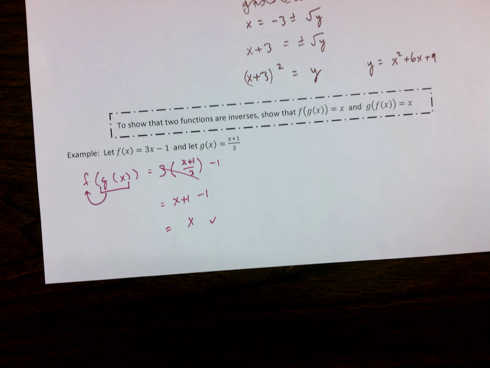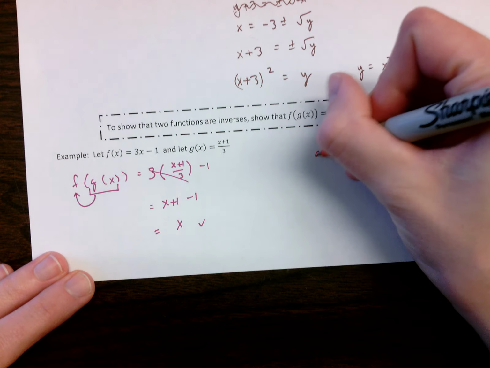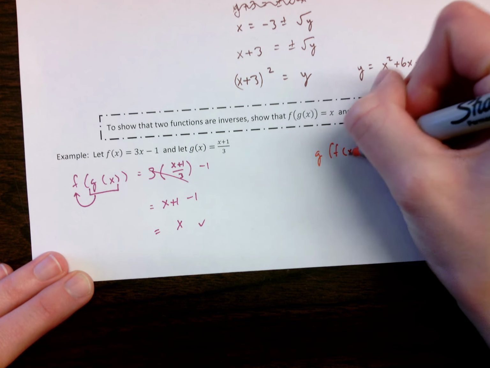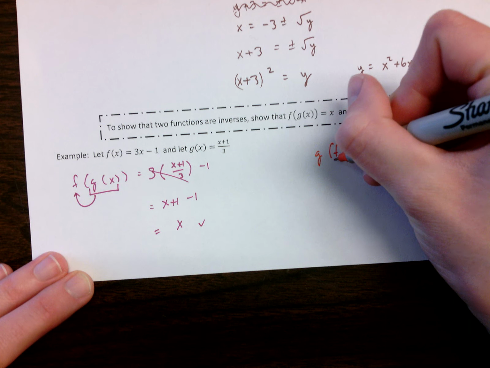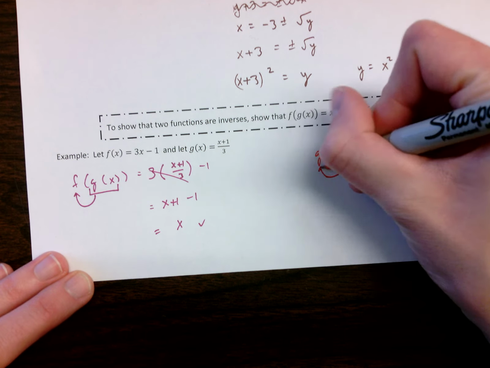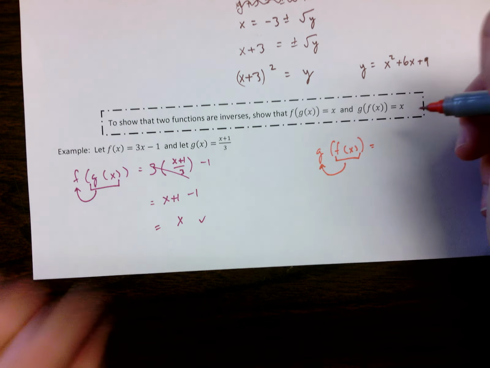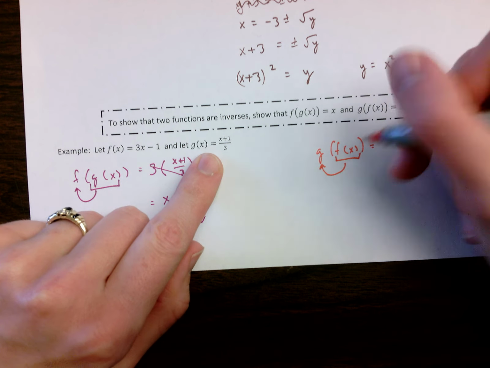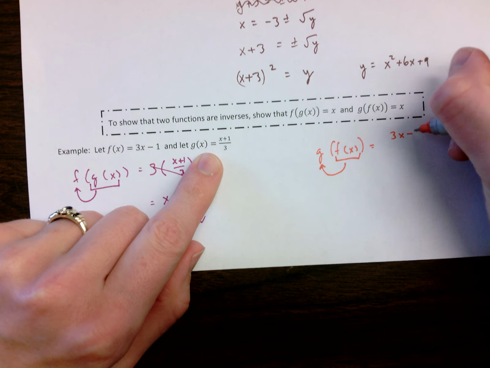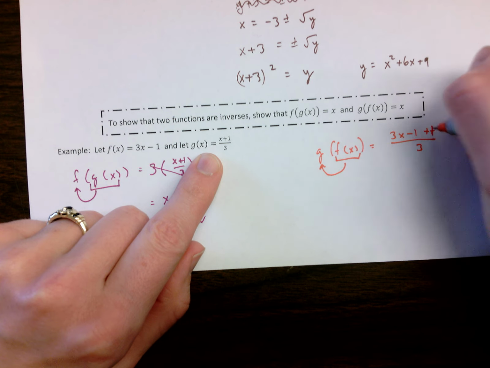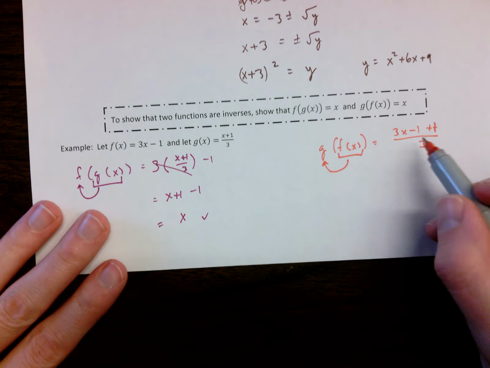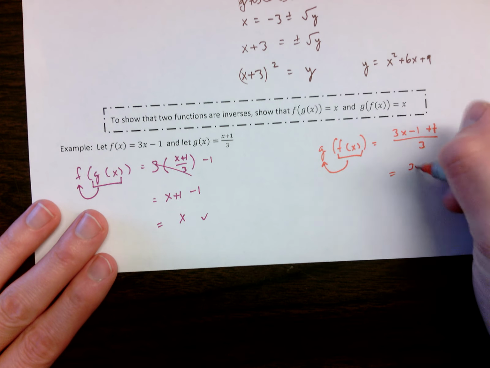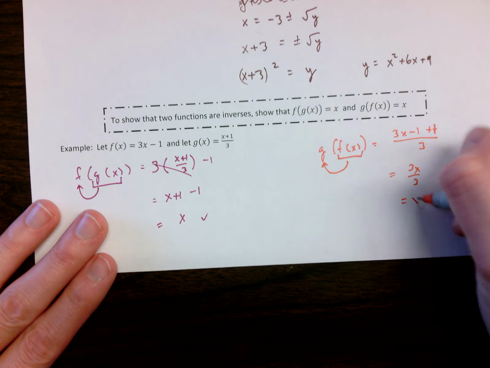But now we have to show that it also works going the other direction. So we're going to do the same thing, but now I'm going to find g of f of x. That means I'm going to take f of x and plug it into function g. Function g said to do whatever the thing is plus 1 over 3. Well, the thing is function f of x. So I'm doing 3x minus 1 and then plus 1 over 3. Okay, well, minus 1 and plus 1 cancel each other out, so that's 3x over 3. And that simplifies to just x.